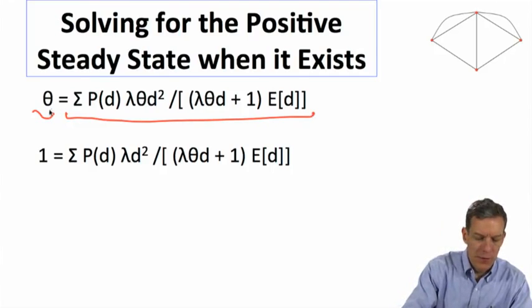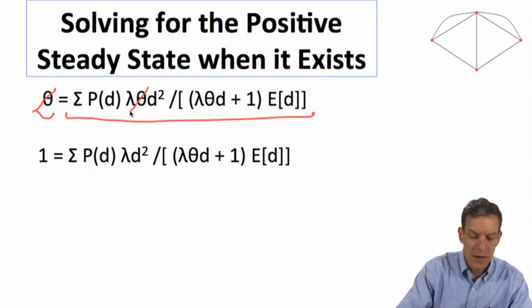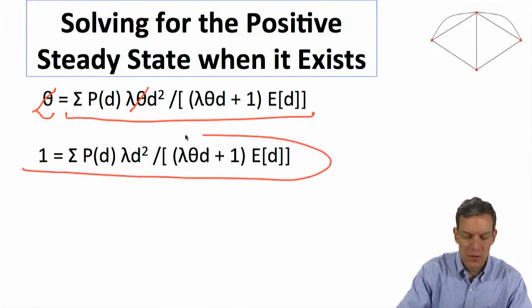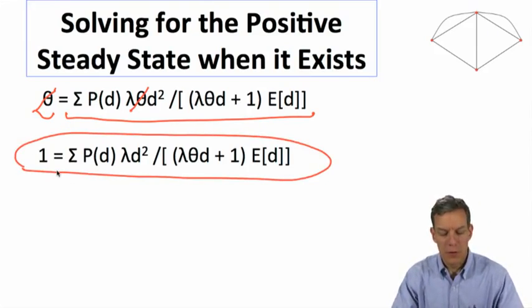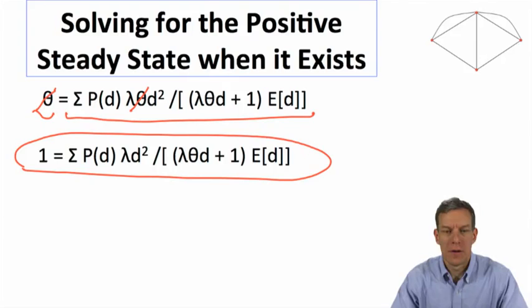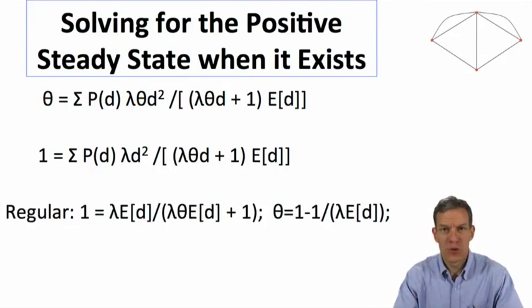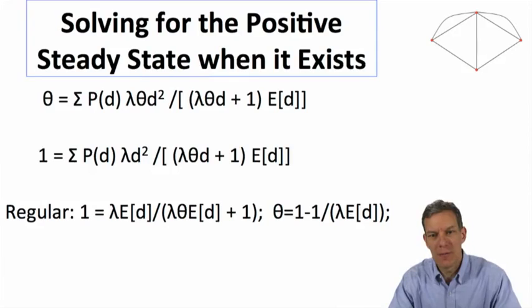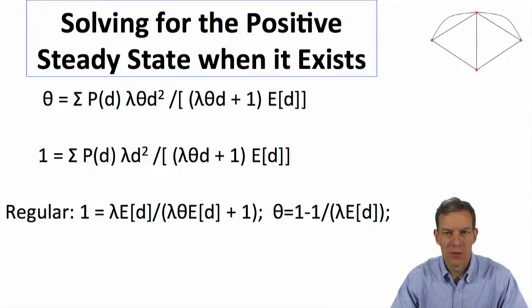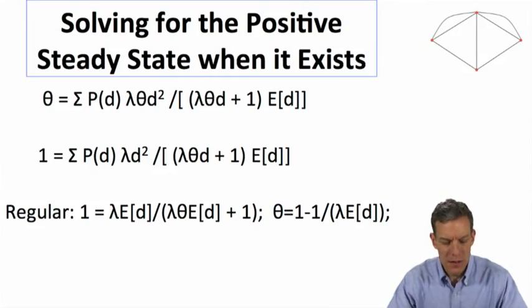And we can simplify this by dividing each side by theta, and we end up with an expression that looks like this. And so solving this for theta would then give us a solution. So let's first look at a regular example with regular networks. So everybody has exactly the same degree. Then P of D is just going to put weight on some particular degree, which is just the expected degree.